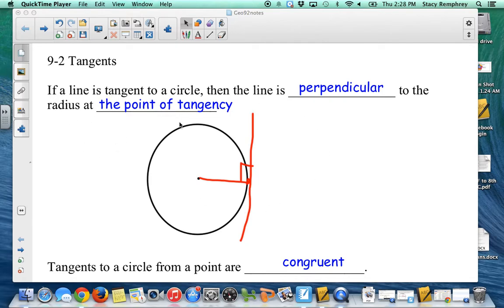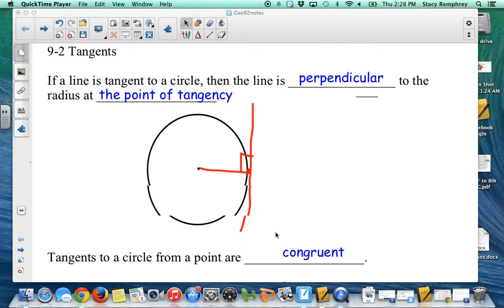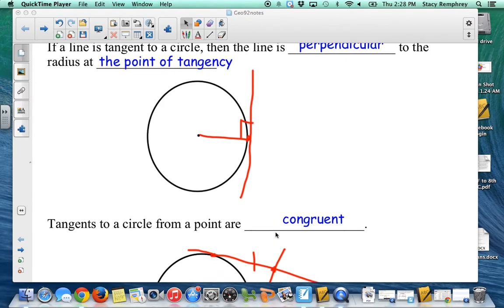If a line is tangent to a circle, then the line is perpendicular to the radius at the point of tangency. So right where the radius goes to the point of tangency, this is always going to be a right angle. And we'll get more into the proof of that a little later in the next lesson.